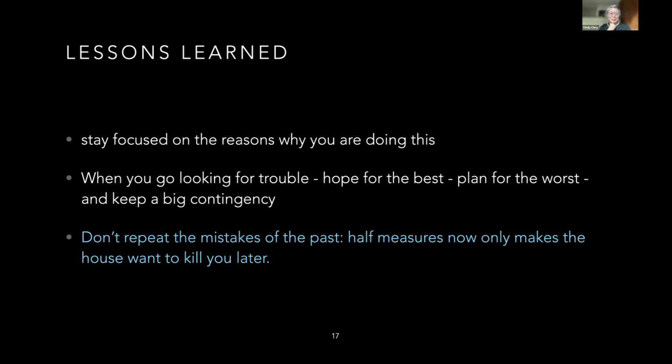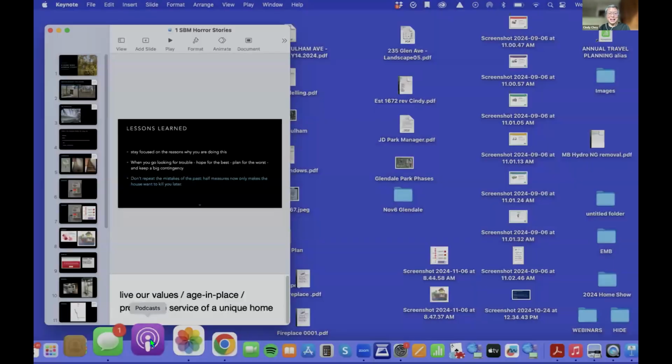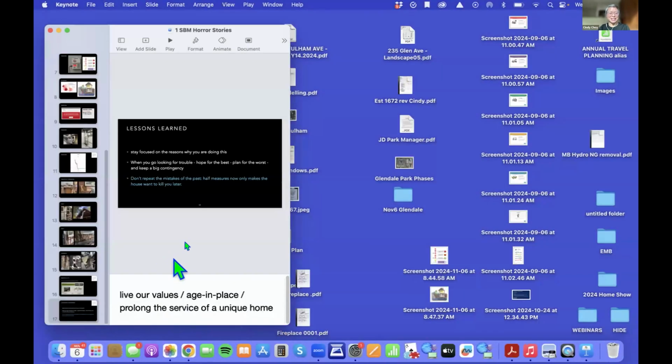And then also, I guess this kind of connects with Don and Ed as well. Don't repeat the mistakes of the past. Learn from them. And what we saw here was half measures now only make the house want to kill you harder later. So that's what we've learned, and there's much more to learn from this house. But I think we're gonna get there.